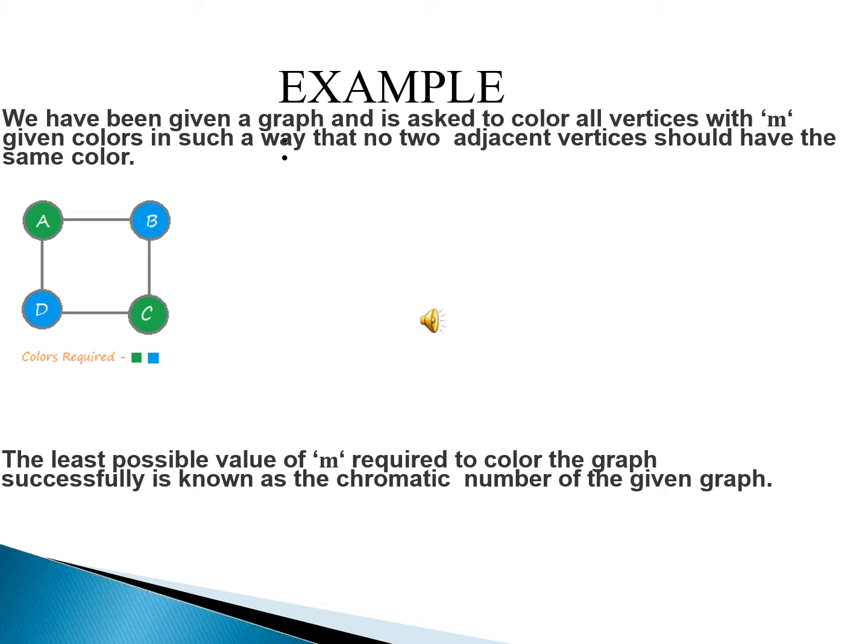We have been given a graph and are asked to color all the vertices with m given colors in such a way that no two adjacent vertices have the same color. Here a planar graph is given, so we can color this graph using a chromatic number less than or equal to 4. The least possible value of m required to color the graph successfully is known as the chromatic number of the given graph. We will first try with two colors.